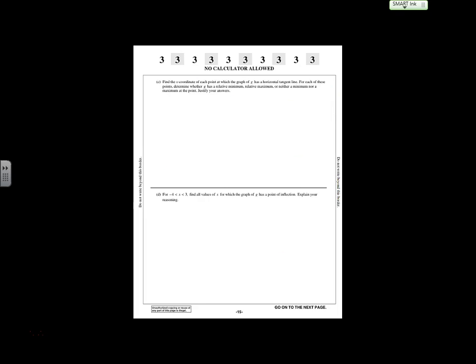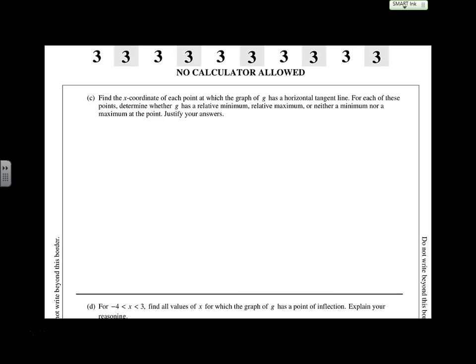Part C. Find the x-coordinate of each point at which G has a horizontal tangent line. Help me out here. It's been a while since we saw this one. What does horizontal tangent line mean? When the slope is 0. Slope of who? You should have highlighted a little more. Who has a horizontal tangent line? G. So I have to go ahead and say horizontal tangent line.